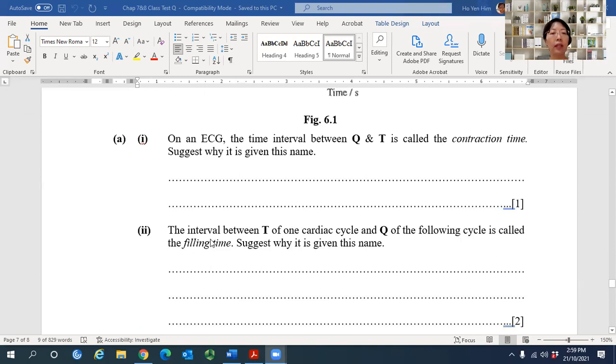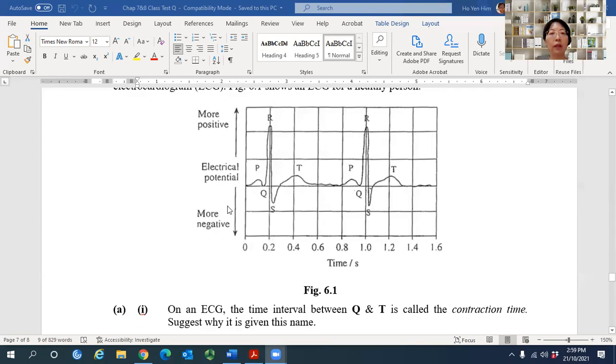Part 2, the interval between T of one cardiac cycle and Q of the following cardiac cycle is called the filling time. Suggest why this is given the filling time. So from T to Q, right? T is the residual wave. That means after T, there's no more excitation wave in the ventricle. After T, the ventricle starts to relax already. Q is when the ventricle will start to contract again. So T to Q is when the ventricle is totally relaxed. So they call this filling time.